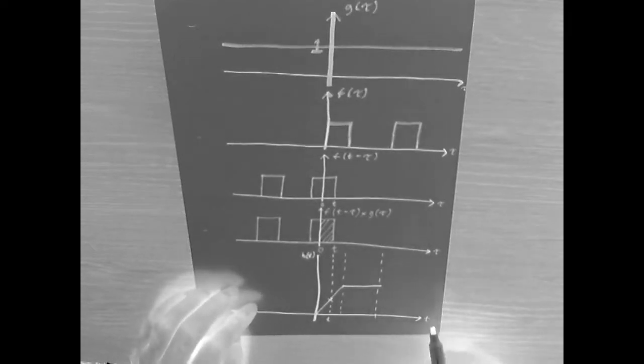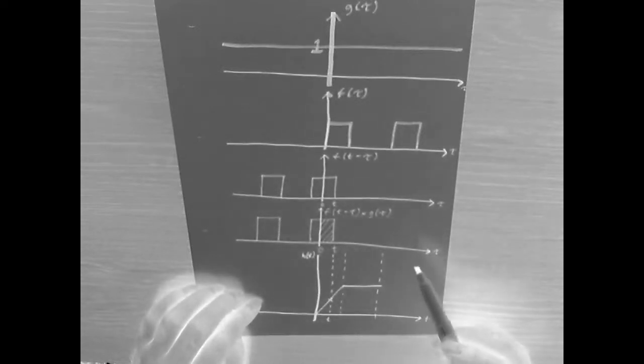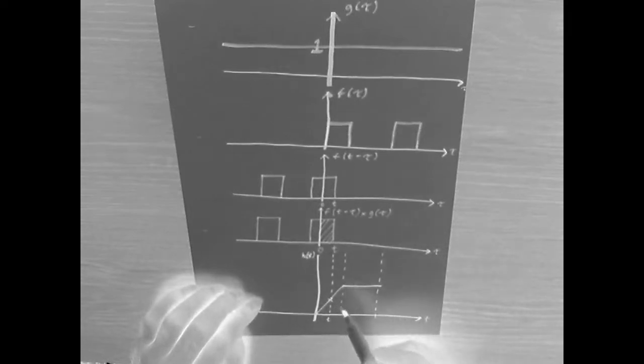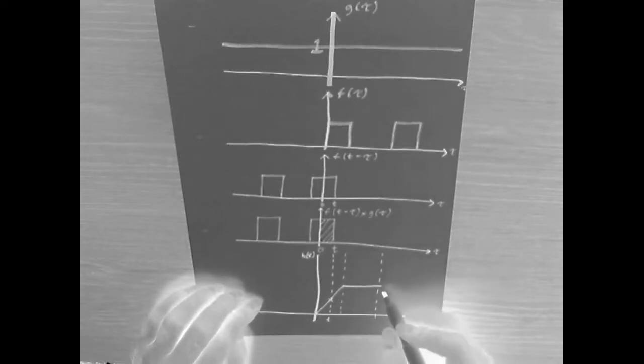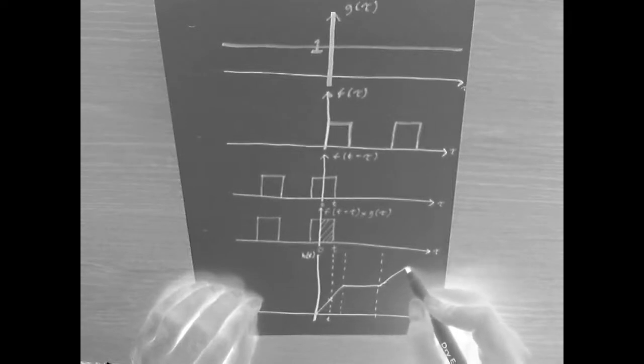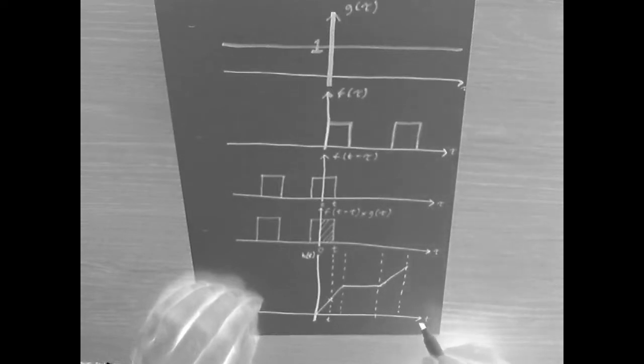And as we've reached the next input pulse, the area underneath this curve is going to increase linearly, just like the previous pulse did. So we're going to get something that looks like this, a linear increase, up until the end of the pulse. And the same logic applies from here like it does here.